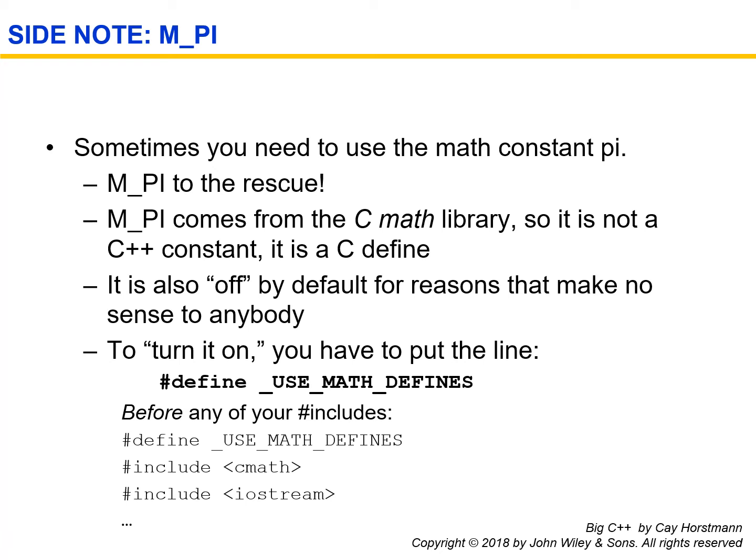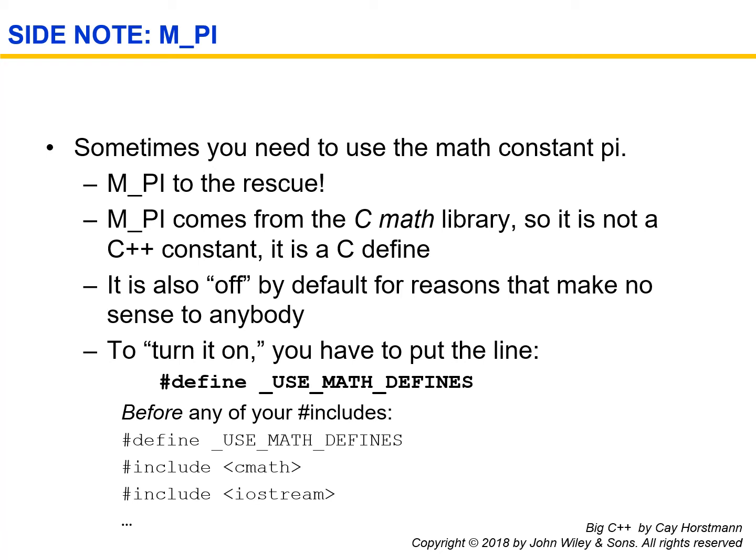Another side note, you may have noticed that I just used a constant called M_PI in the previous page. Sometimes you need to use the math constant pi. M_PI stands for math pi. It comes from the cmath library. Because it's C compatible, it's not actually a C++ constant, it's a C pound define.